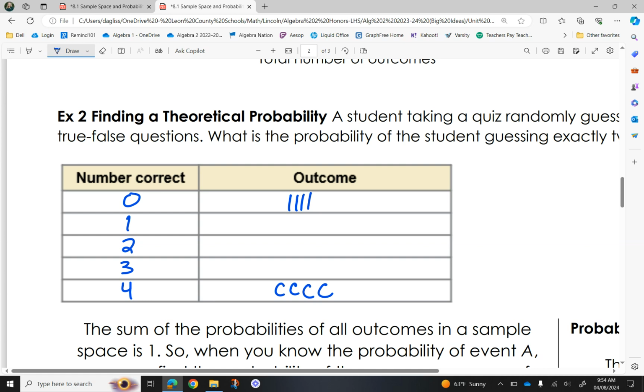I could get just one of them right. So the first one could be right and the rest are wrong. Or it's the second one that's correct. Might be just the third one. Or it might be the last one. It's a mirror image for getting 3 correct. You can get the first 3 right, first 2, then the last one. Those are all the ways to get 3 of them correct, meaning you only miss 1.